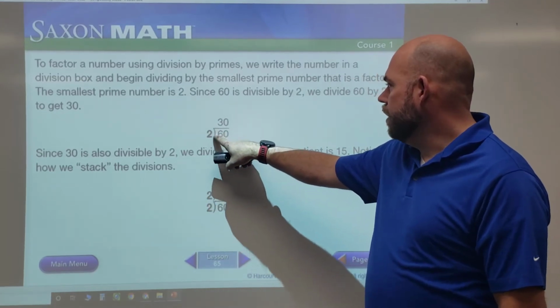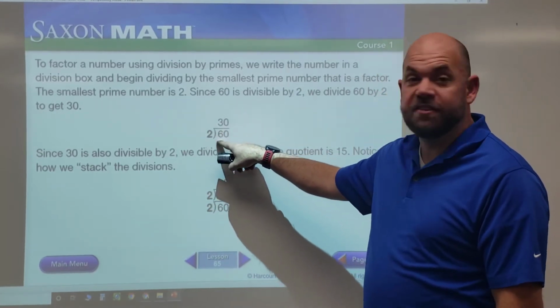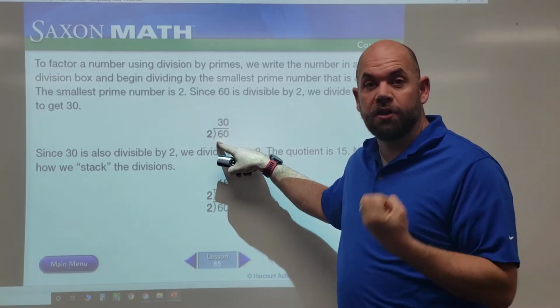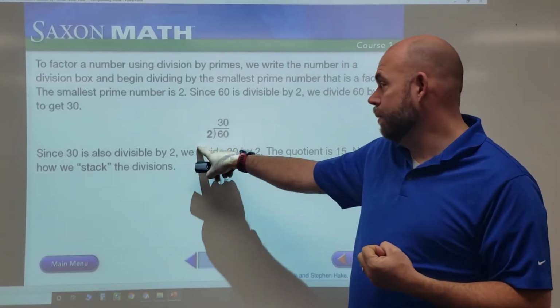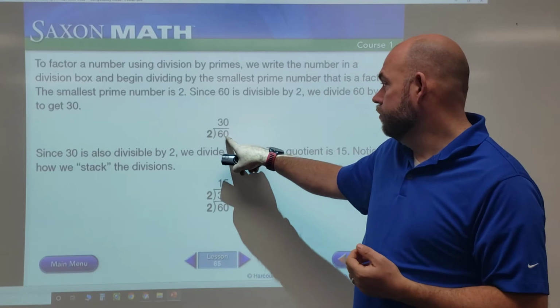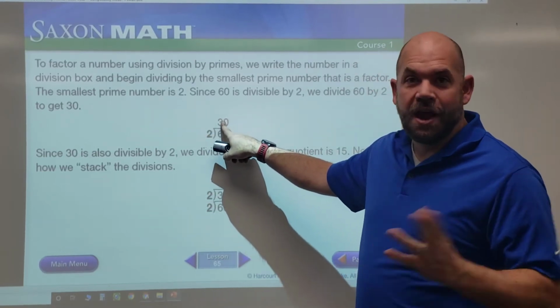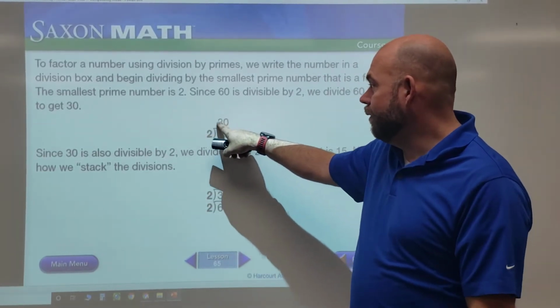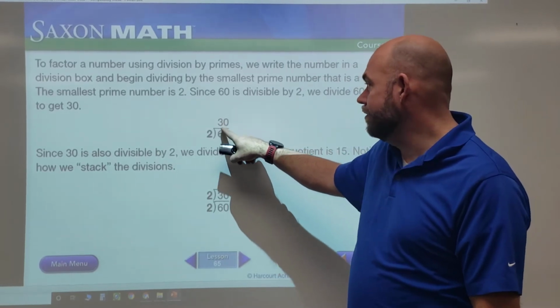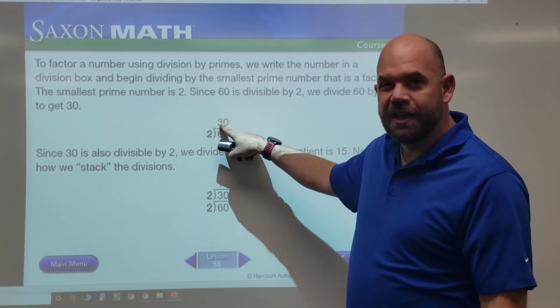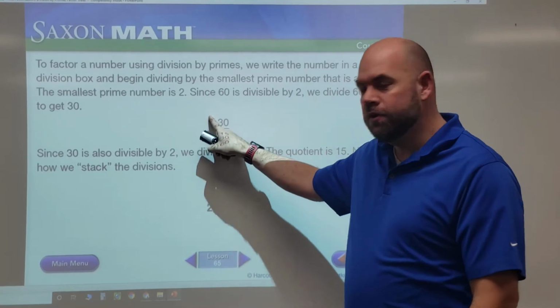So here we look at 60. So 60 is the number we're starting with, and we're going to try to find all the prime factors. So we start by dividing by 2 because 60 is even. So 60 divided by 2 is 30. Now here's the cool stack. Now we need to find the prime factors of 30, and we can do the same thing. 30 is still even, so let's divide that by 2. And we do that by stacking here.